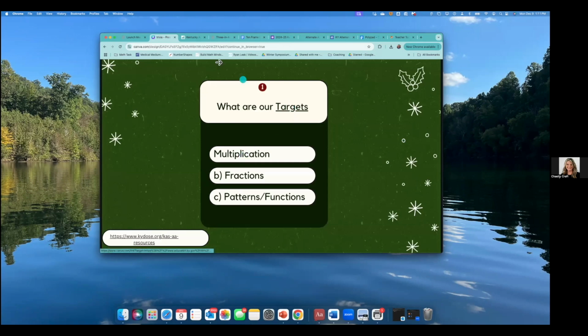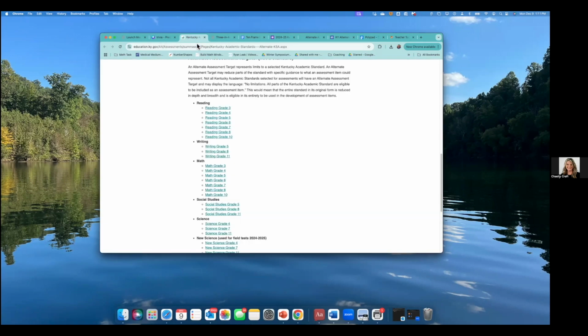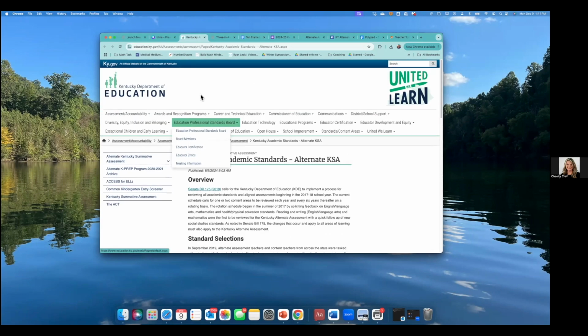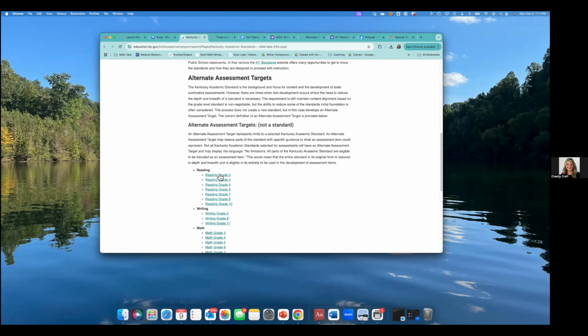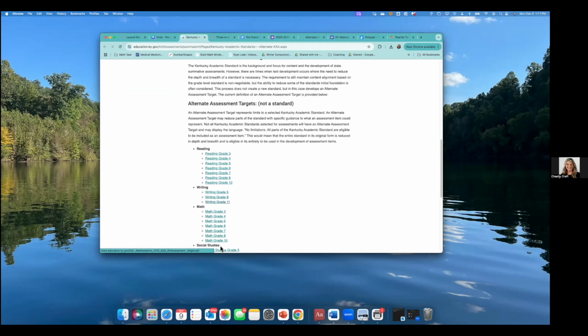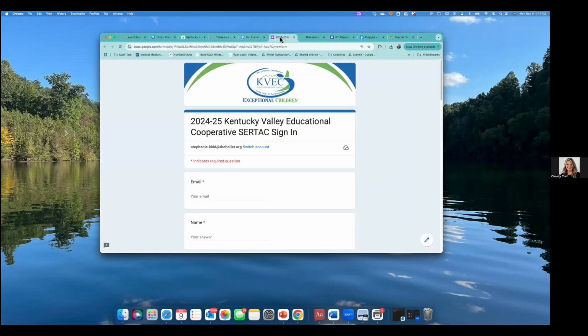And if you don't know where your targets are, they are right here on the Kentucky ky.gov education site. Make sure you go to your alternate standards down at the bottom and look at those targets. Those targets are set up very similar, but like Kim said, they're not always on the same level that we have for our standards.